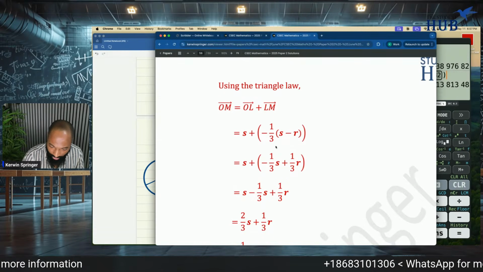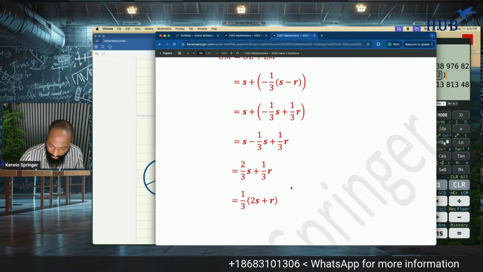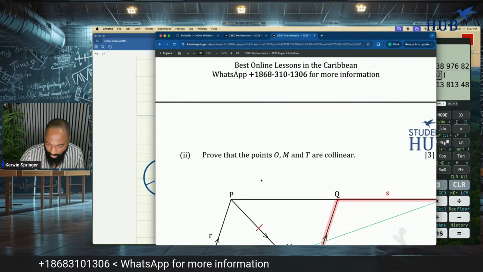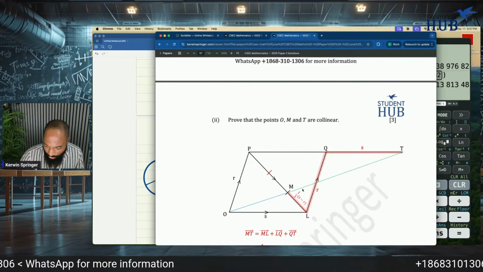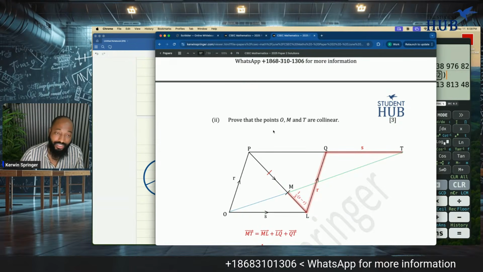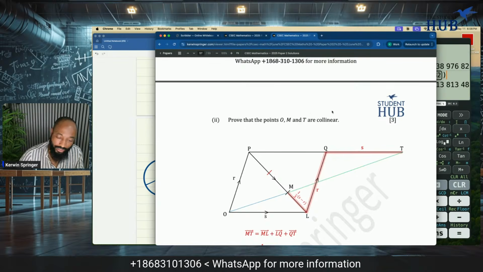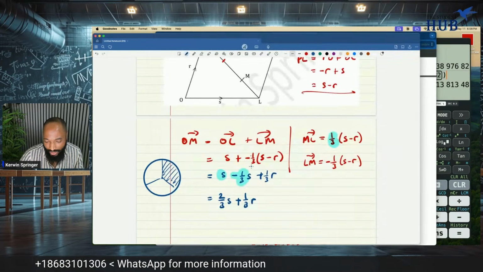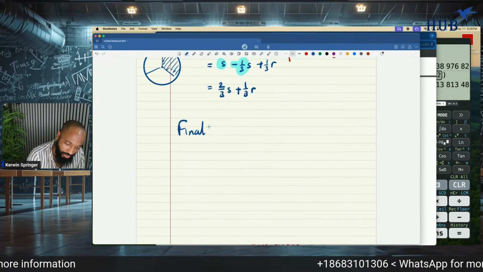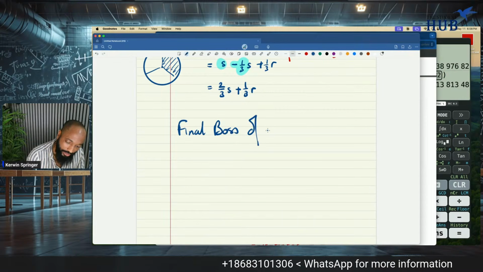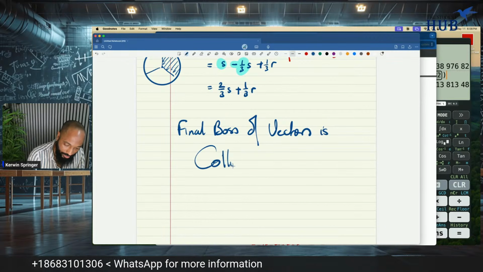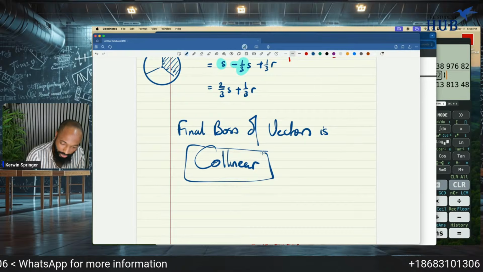Here's the working. You can get to see how I distributed everything real carefully there. Cool. And then they want you to prove that the points O, M, and T are collinear. So this is the final boss of vectors. Let's talk about what collinear even means. The final boss of vectors is collinear.